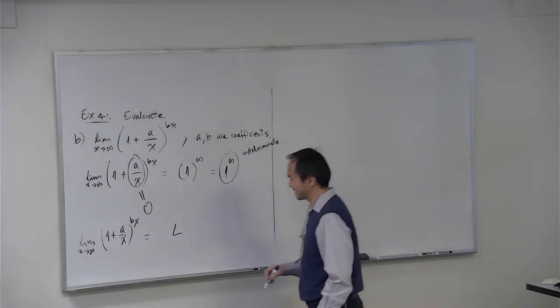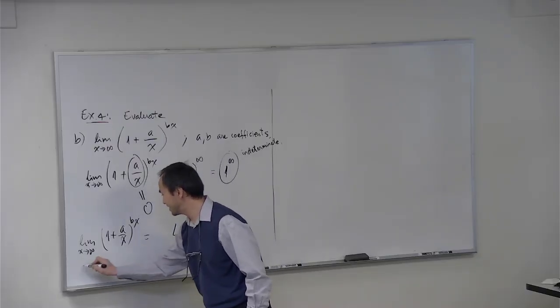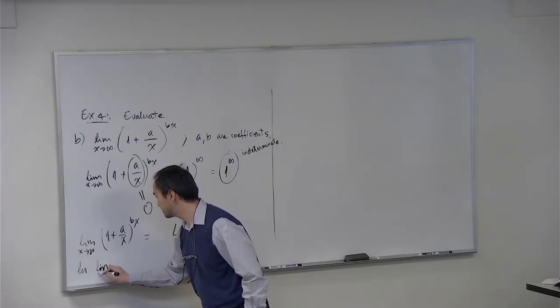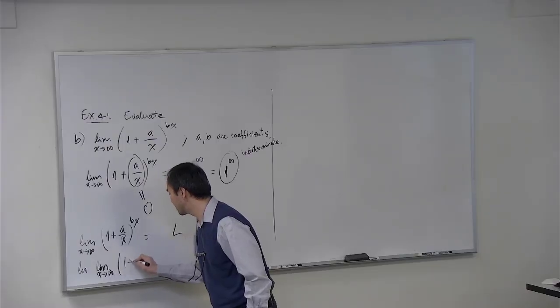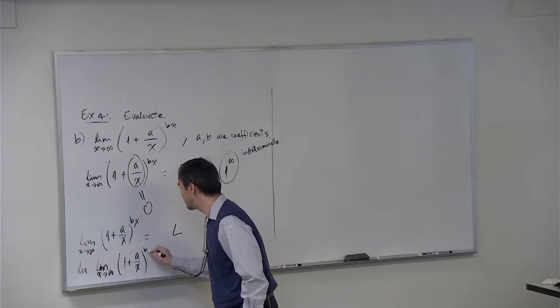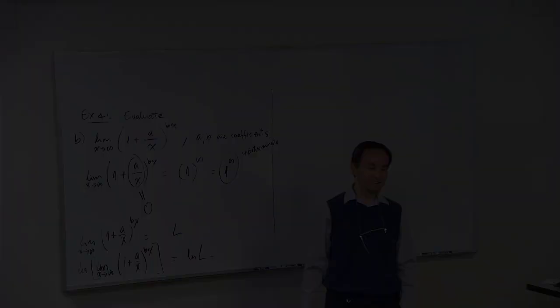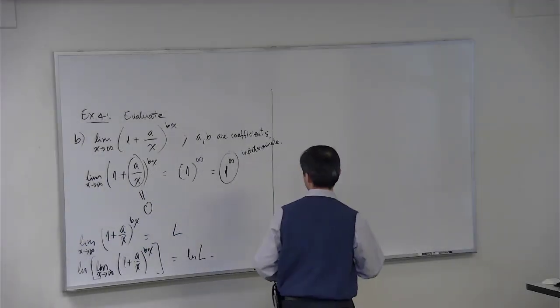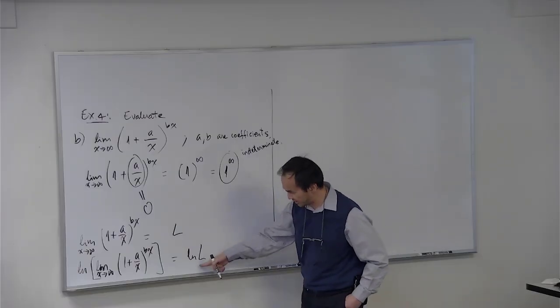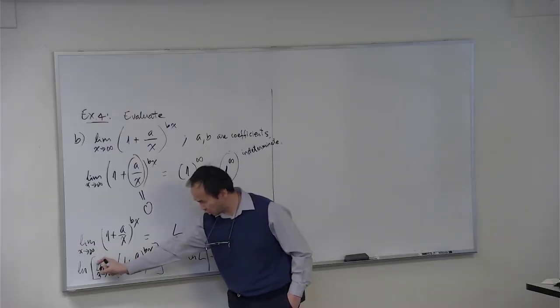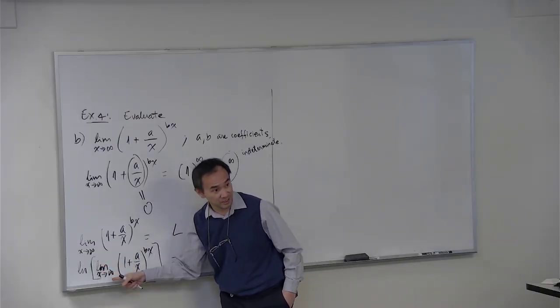Then I'm going to take the natural log of both sides. The limit as x goes to infinity of 1 plus a over x to the power bx, I'll take the natural log of that, and that's the same as taking the natural log of L. On my right-hand side, there's nothing much we can do, so let's leave it the same. But let's look at the left-hand side. Again, I can swap the order of the natural log with that limit operation.